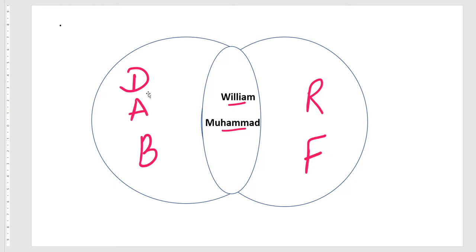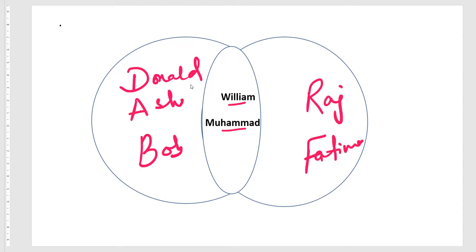Right, what is DAB? I will explain to you. This is short; I have just written for Donald, Ash or Bob. So I can write down, this is Donald, this is Ash, and this is Bob, and this is Raj, this is Fatma. But whatever we will write down here in the center is called the intersection, and the symbol of intersection is like this.